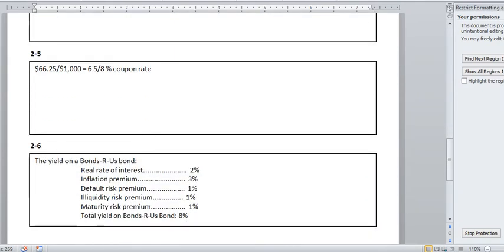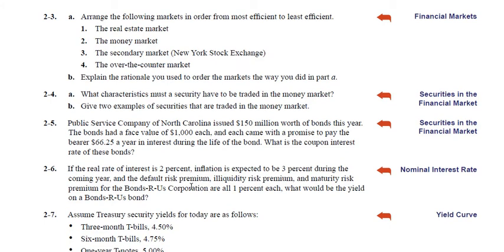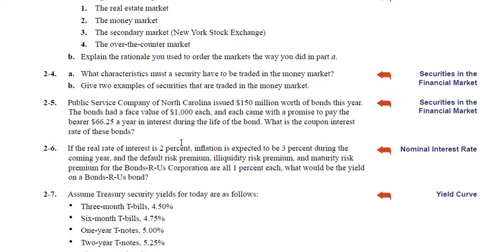Now, these last 2 require some basic simple calculations that I'm going to help you a little bit with here. A public service company of North Carolina has issued $150 million worth of bonds this year. The bonds had a face value of $1,000 each, and each came with a promise to pay the bearer $66.25 a year in interest during the life of the bond. What is the coupon interest rate of the bond?